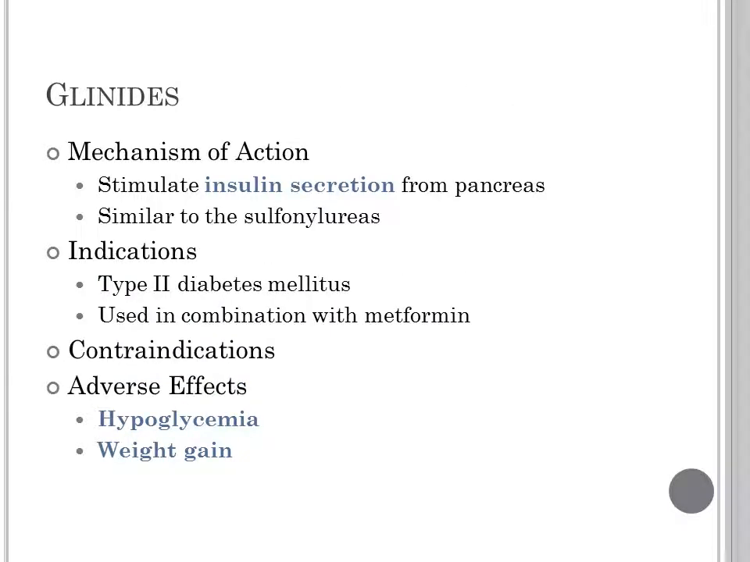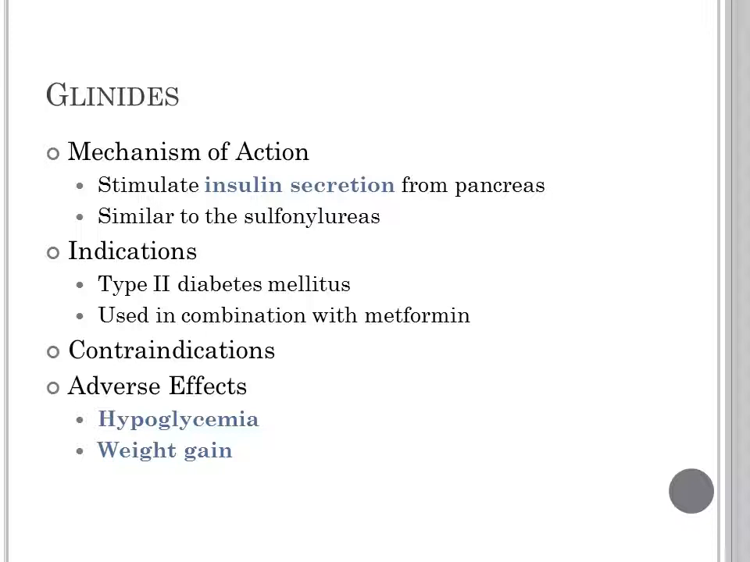The next group of medications we have are the glinides here. These are another one which stimulate insulin secretion from the pancreas. The indications are very similar to the sulfonylureas. They're just not quite as effective. But your indications are going to be type 2 diabetes, and since they act in a different way from metformin, sometimes it'll also be used in combination with metformin.